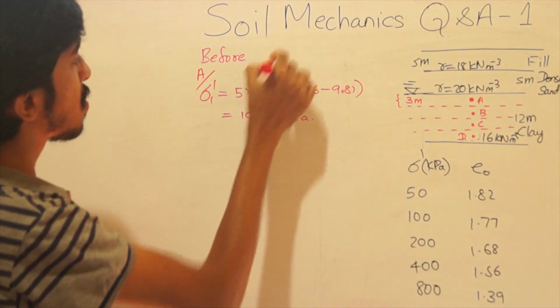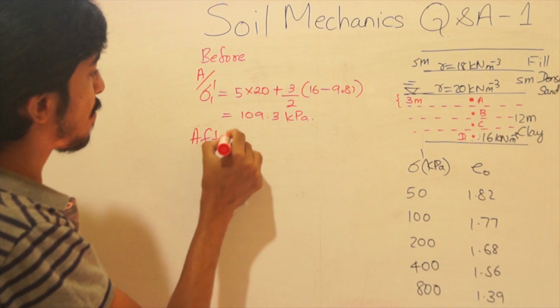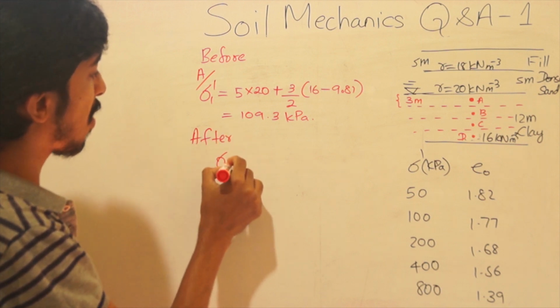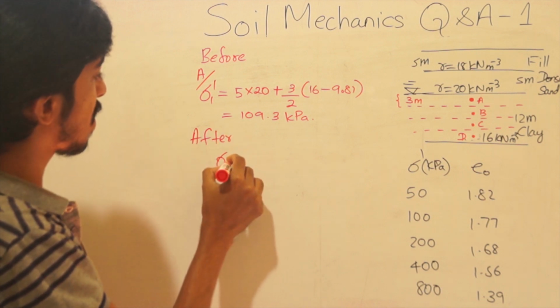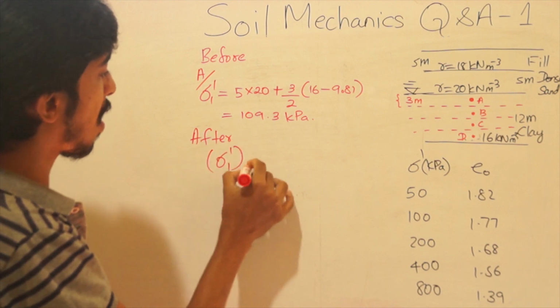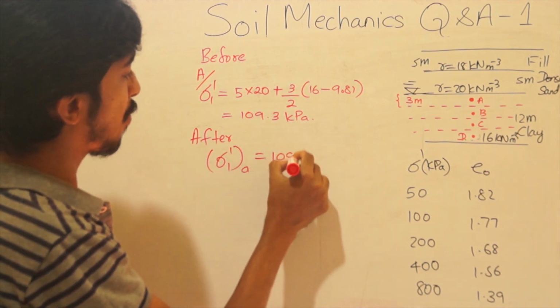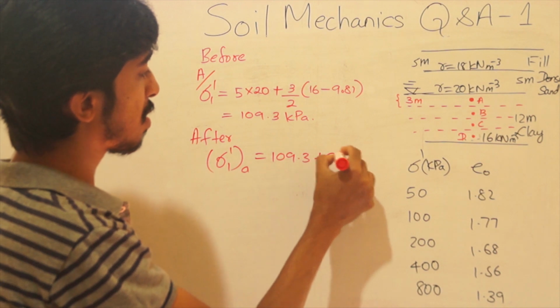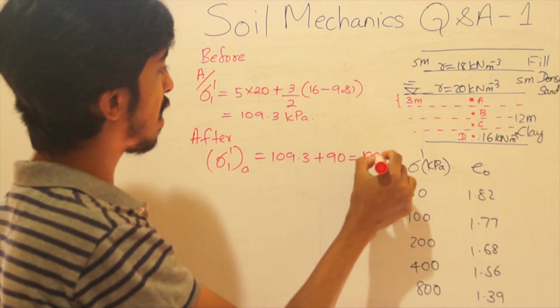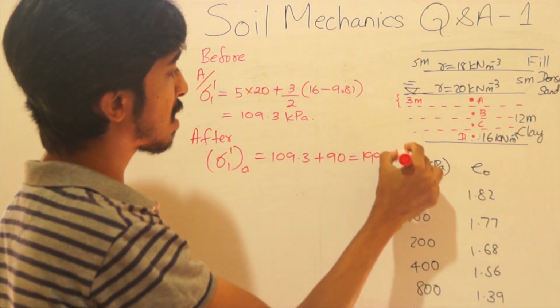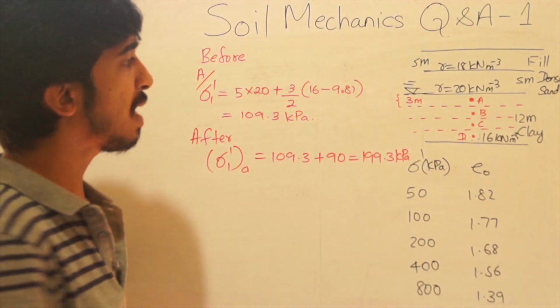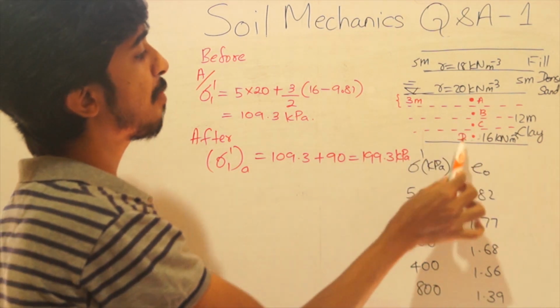So after load, you'll get sigma 1 dash A, let's say, after 109.3 plus 90. Simple as that, 199.3 kilopascals. So for each layer, what would be the changing part?